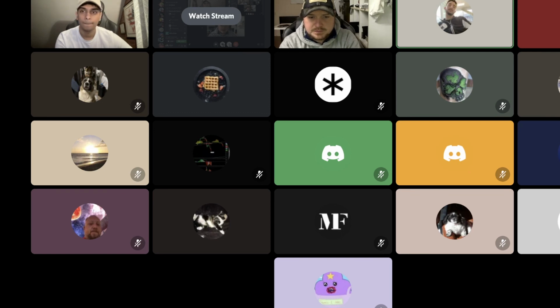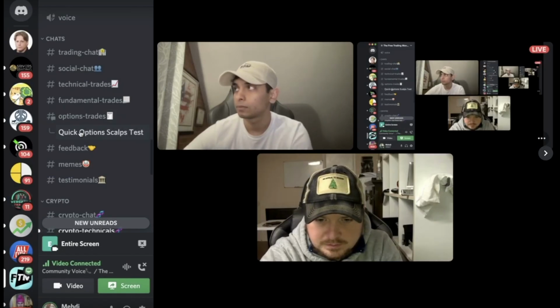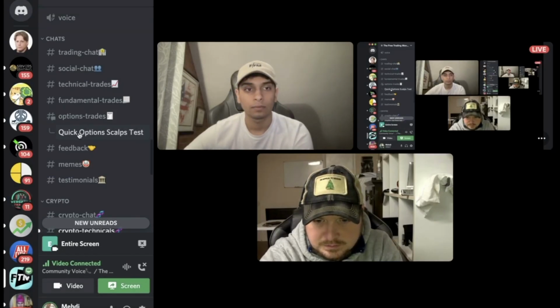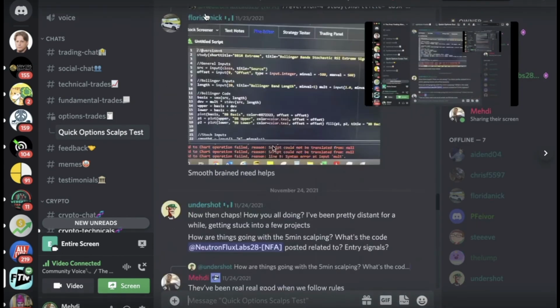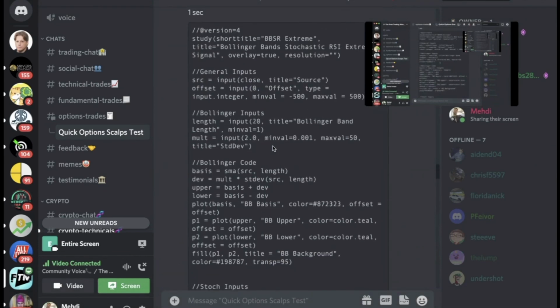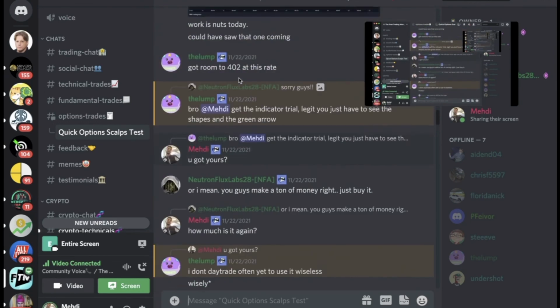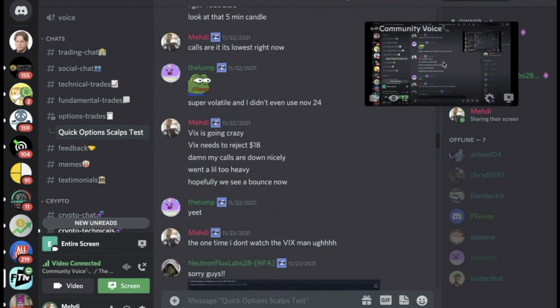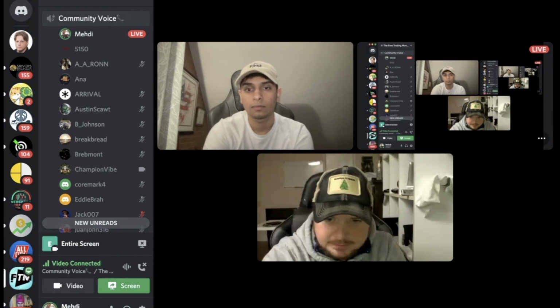I just wanted to touch on one more thing. For the people on the Discord, if you go to the chats and go to options trade, there's a little thread that says quick options scalp test, and TheLump has been posting literally every time things hit the upper band or lower band. So you'll see Roku lower band, MU lower band, Amazon. Every single time we're doing this, he posts if it's at the upper band or lower band, so you don't have to go through the whole list yourself.